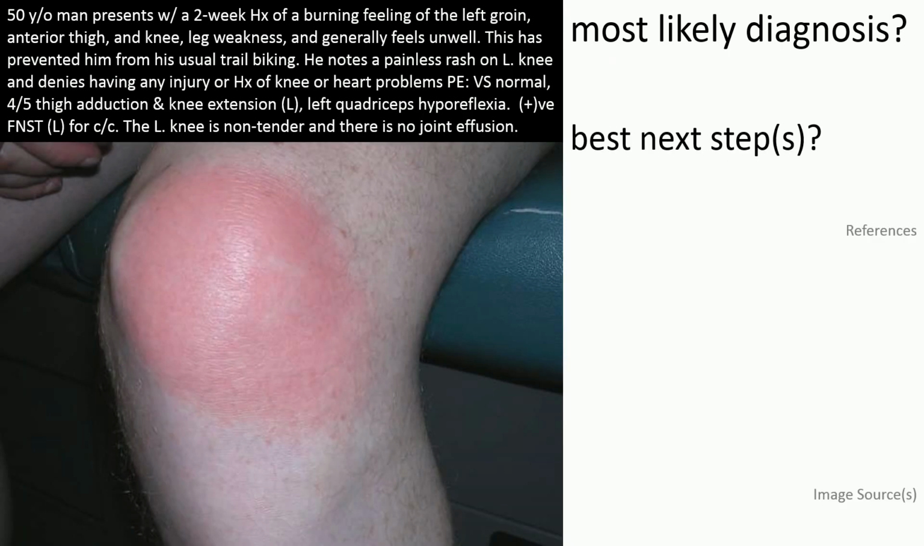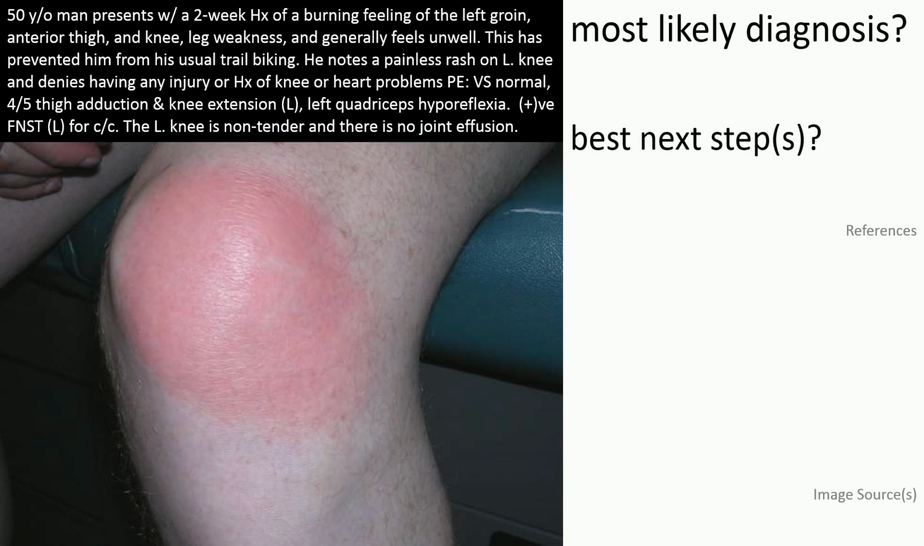In our next case, we have a 50-year-old man who presents with a 2-week history of a burning feeling of the left groin, anterior thigh, and knee, leg weakness, and in general he feels unwell. This has prevented him from his usual trail biking. He notes a painless rash on the left knee and denies having any injury or history of knee or heart problems. On physical exam, his vital signs are normal.